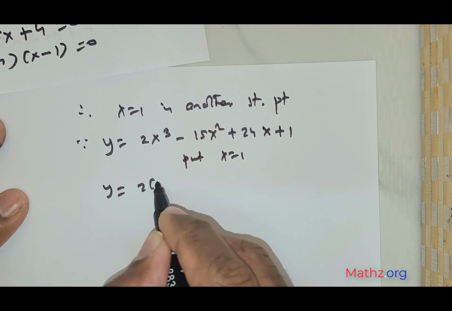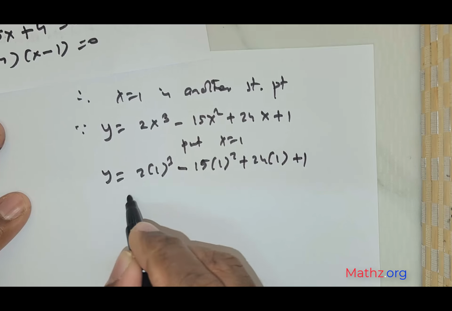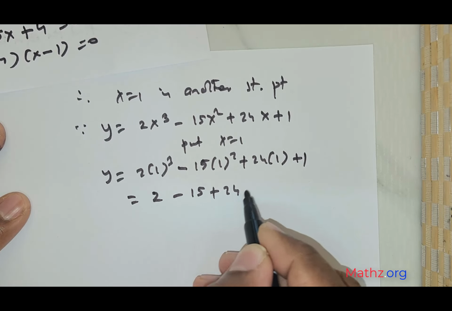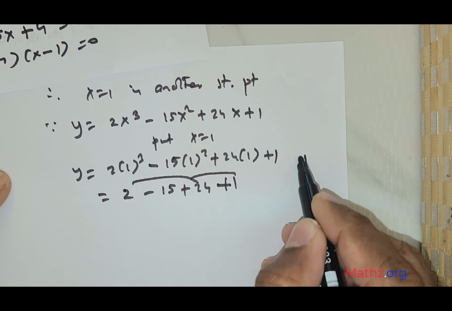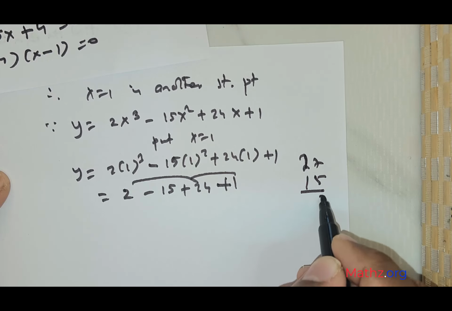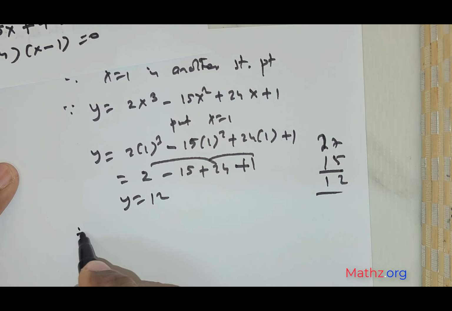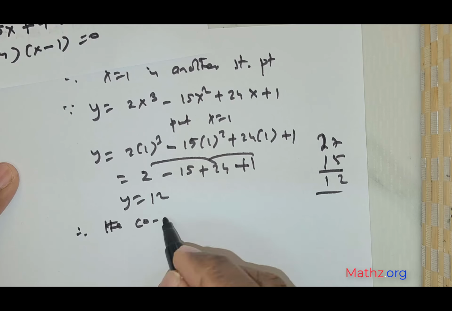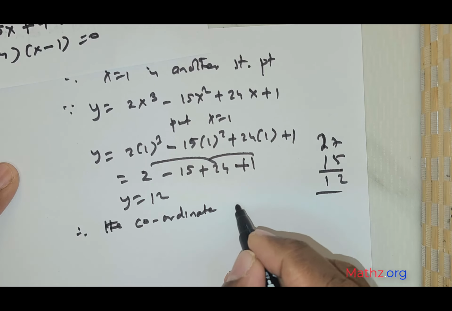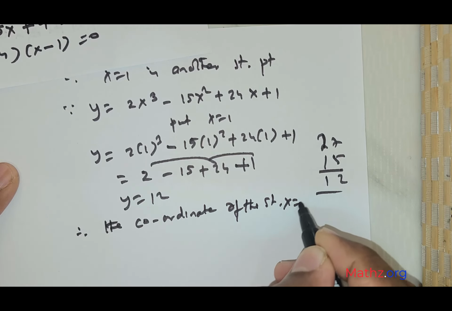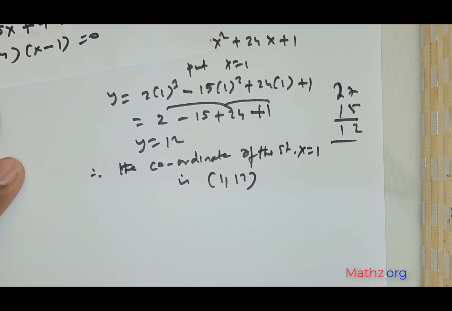So that means you get y is equal to 2 of 1 cubed negative 15 of 1 squared positive 24 of 1 positive 1. So this is 2 negative 15 positive 24 positive 1, and this is 26, 27. So from 27 you take away 15, and you get 12. Right, so therefore y is equal to 12. So therefore the coordinate of the stationary point x is equal to 1 is 1 comma 12. So that is what is asked.